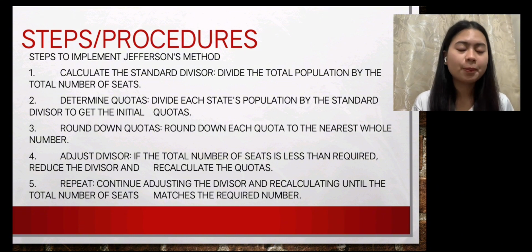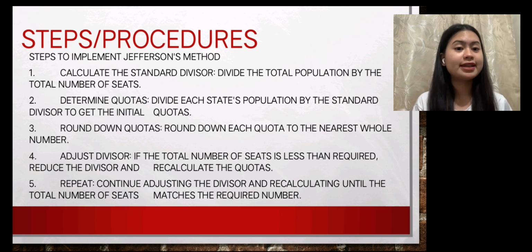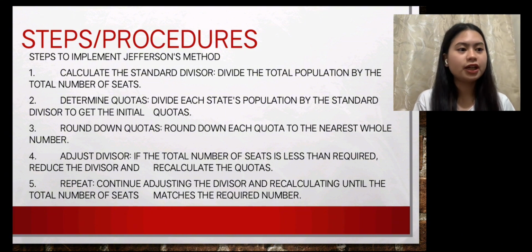Second is to determine quotas. Then, divide each state's population by the divisor to get its share. Third is to round down quotas. Just round each quota down to the nearest whole number.